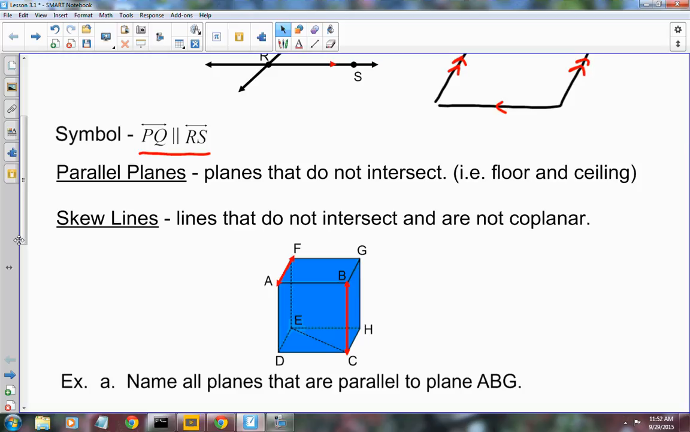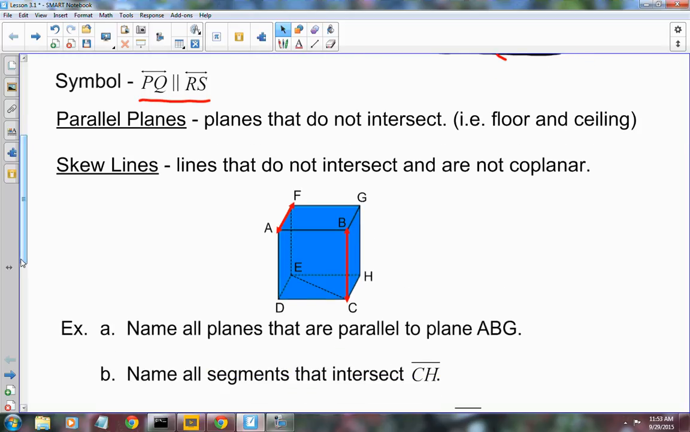Then we have skew lines. Skew lines are lines that do not intersect and are not coplanar. Line AF and line BC are considered skew because even if they were extended, they would never intersect, but you can see that they're not in the same plane. If I looked at this Kleenex box, this edge here and this edge here, if I extended those, they would never intersect each other, but they're not in the same plane. Those are considered skew.